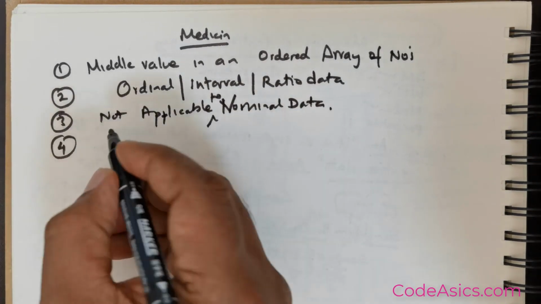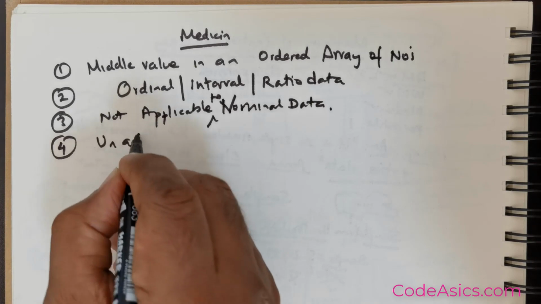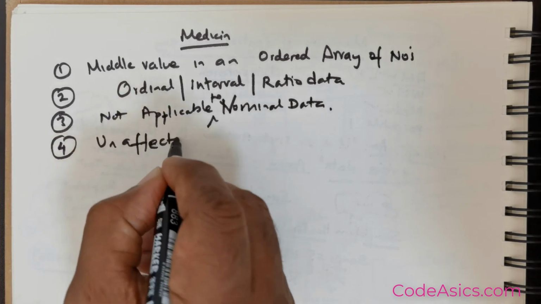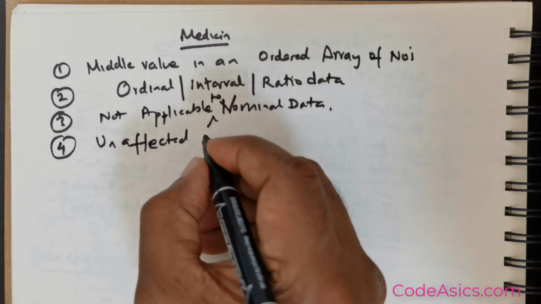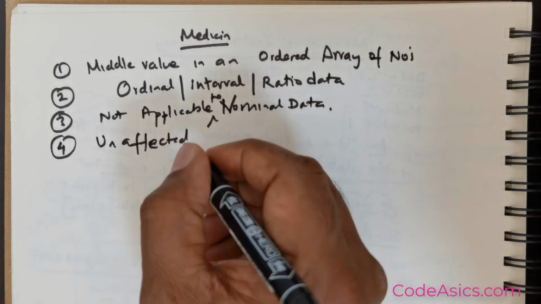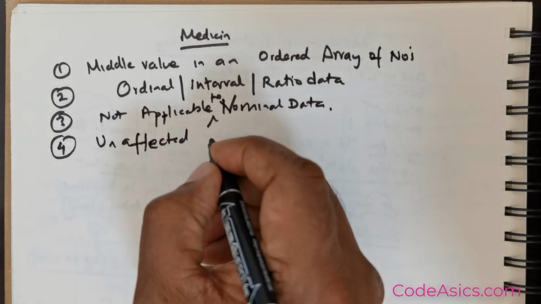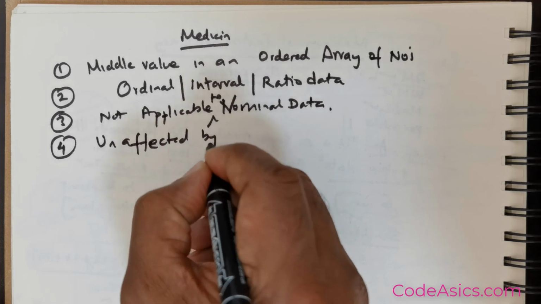Number 4, it's unaffected. Now I'm going to give you this classic illustration of how exactly mean gets affected but median doesn't get affected because of the presence of outliers. Unaffected by outliers.